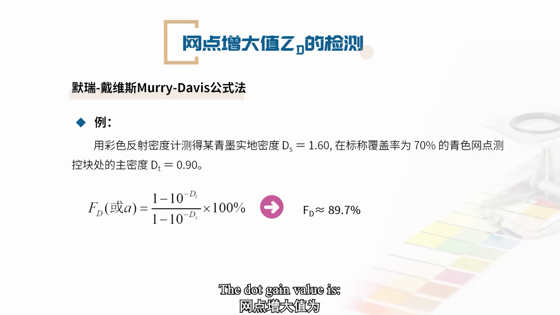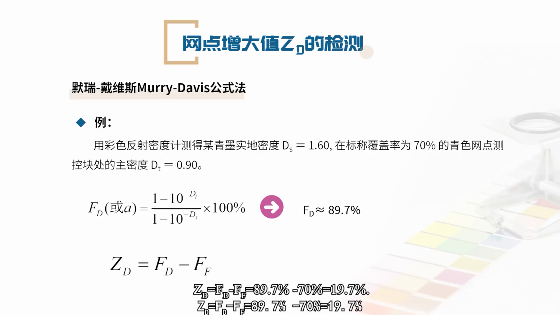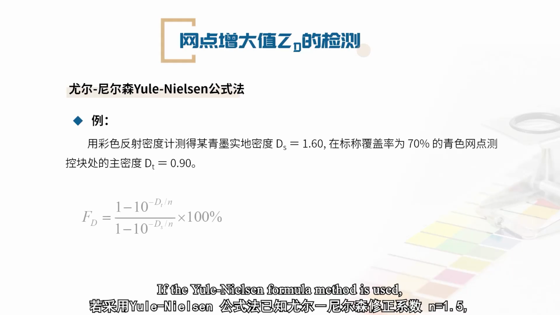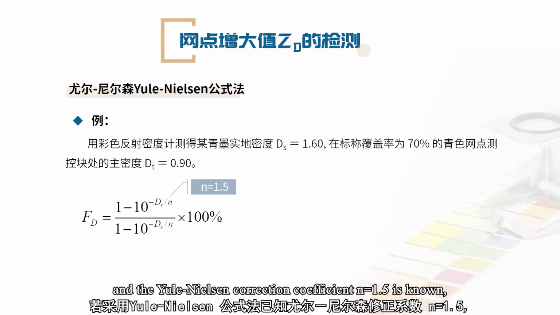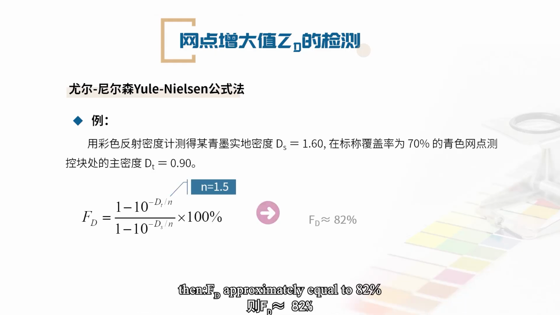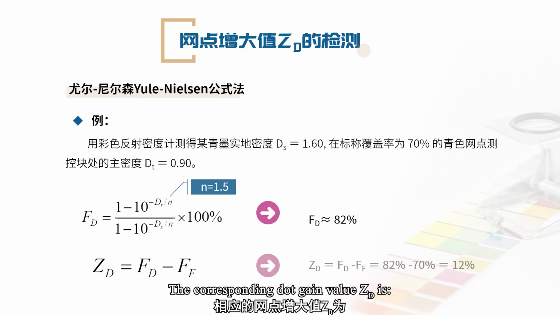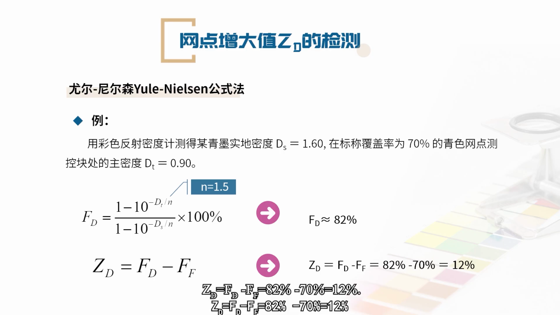The dot gain value is Z_d = f_d - f_f = 89.7% - 70% = 19.7%. If the Yule-Nielsen formula method is used, and the Yule-Nielsen correction coefficient n = 1.5 is known, then f_d ≈ 82%. The corresponding dot gain value Z_d is Z_d = f_d - f_f = 82% - 70% = 12%.